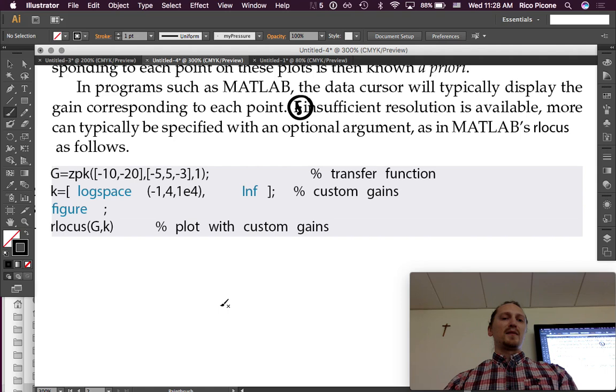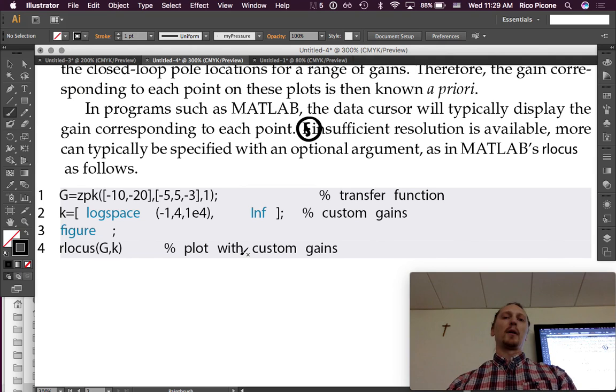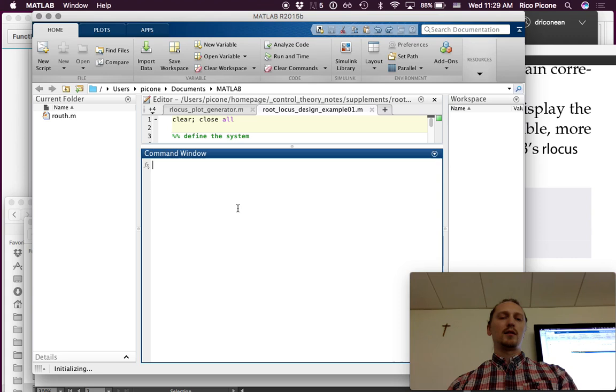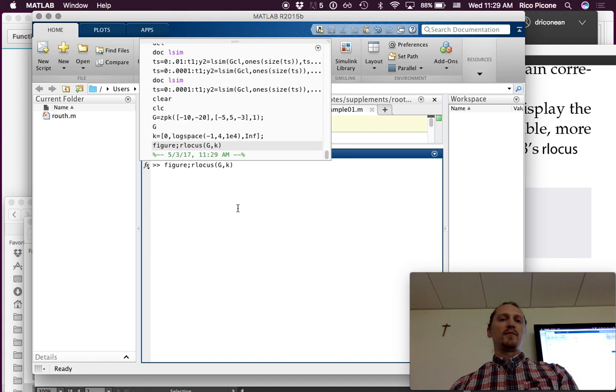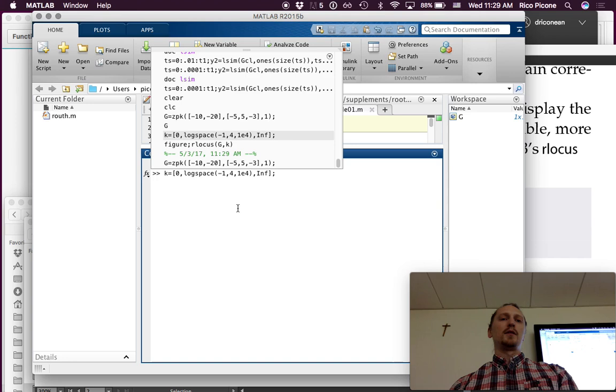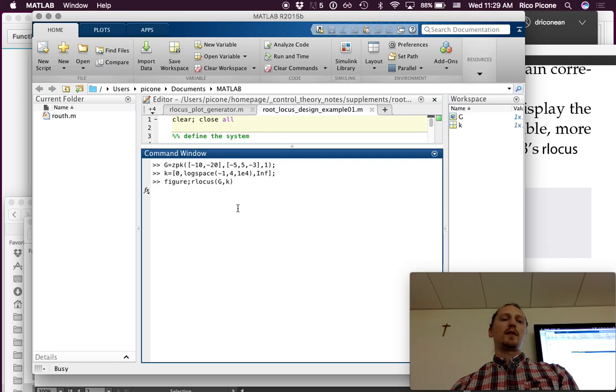So we're going to do this in there, and we're going to see the root locus come out. And we're going to look at where the gains are and all that. Come on. There we go. Does it remember my commands? I think it does. So we'll do G. We'll do K. And we'll do the figure.